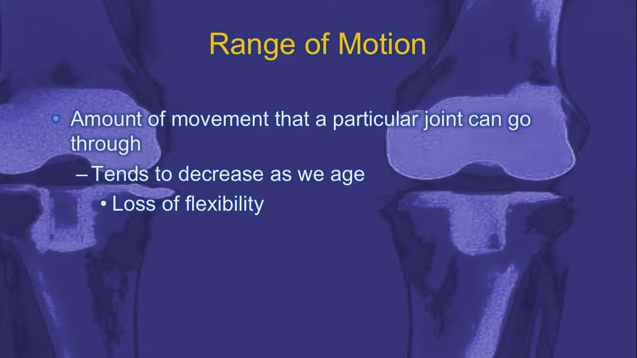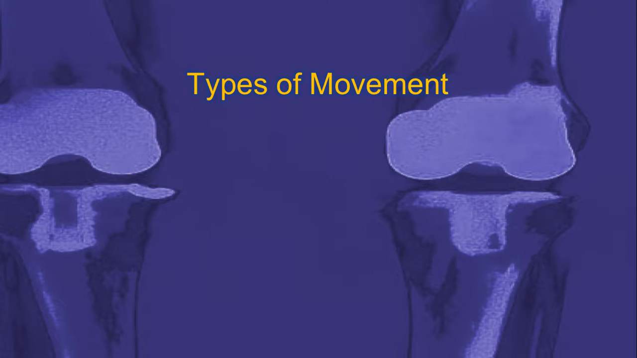Tends to decrease as you age. You get loss of flexibility because your joints aren't as flexible as they used to be. So again, to help this out, keep your muscles strong, keep moving, good nutrition, and you will make it better. Okay, now, stuff that is on your test.